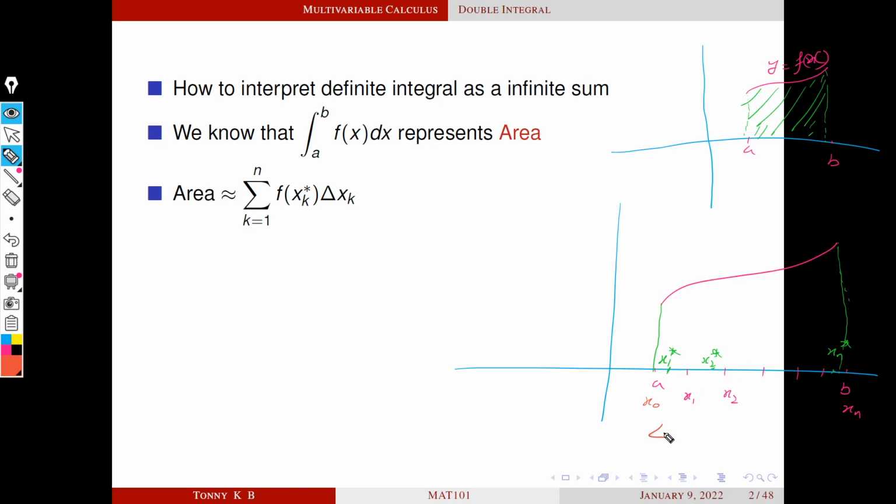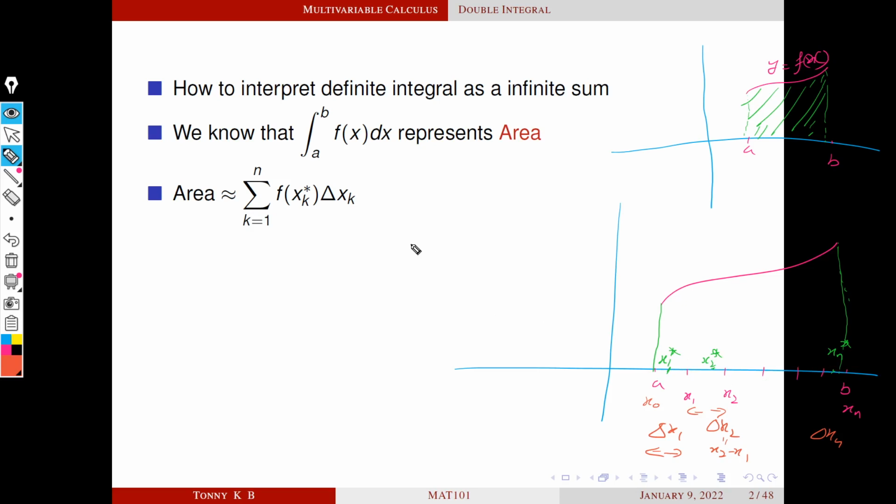And one more thing, delta x1, delta x2, etc., delta xn. What is the meaning of delta x1? Delta x1 means the length of this first subinterval, that means x1 minus x0. And what is delta x2? Delta x2 is the length of the second subinterval, that means x2 minus x1. Clear? Like that, we have delta x1, delta x2 up to delta xn and some arbitrary points from each interval. And x1 star is the point from the first interval, like that.